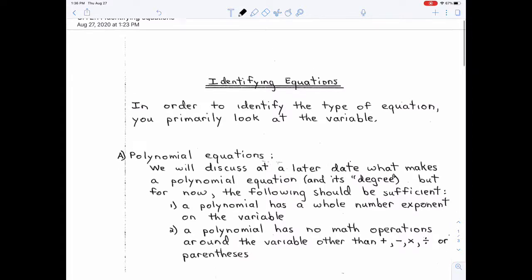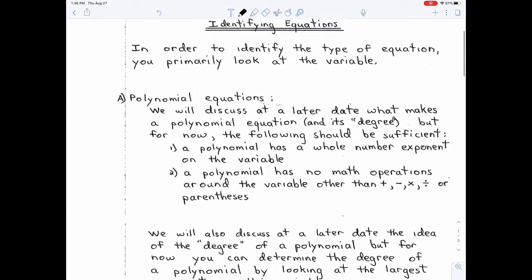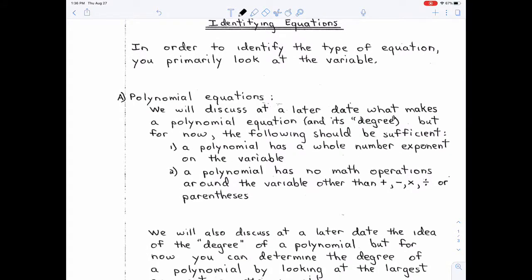So here, there's something called a polynomial equation. And what's a polynomial equation? We'll get more into this later in the year, but basically, it's got a whole number exponent on the variable. Okay, well, what's a whole number? It's no fractions, no decimals, no negatives. So something like 0, 1, 2, 3, 4, et cetera.